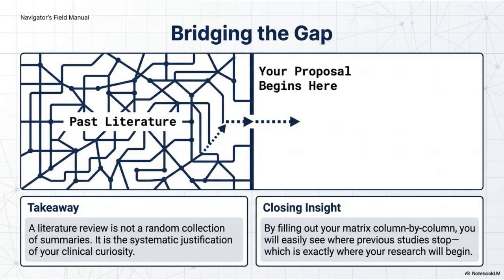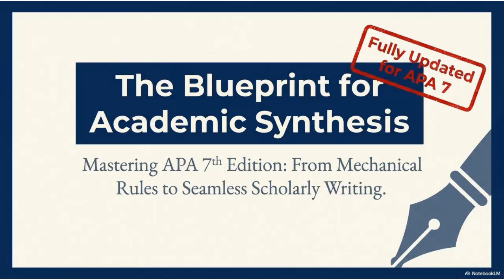My final takeaway for this section is that a literature review is the systematic justification of your clinical curiosity. By filling out your matrix, you will see exactly where previous research stops, and that is exactly where your research will begin. Now we shift from collecting to writing.